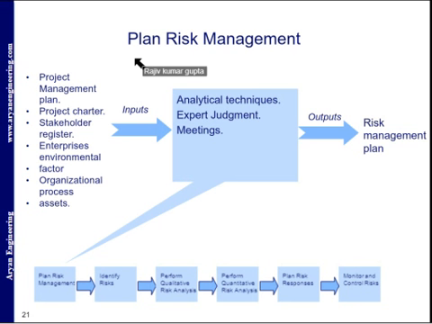What is in the risk management plan? That is the methodology, approach, tools and data, roles and responsibilities, budgeting, resources to be put into risk management, timing (when and how often), risk categories, risk breakdown structure, definitions of risk probability and impact, matrices, stakeholder tolerance, reporting formats and tracking. So that is under plan risk management, and based on that we will get the risk management plan.